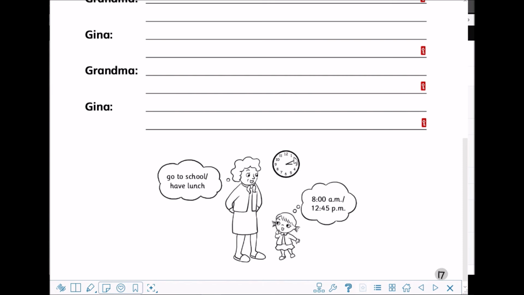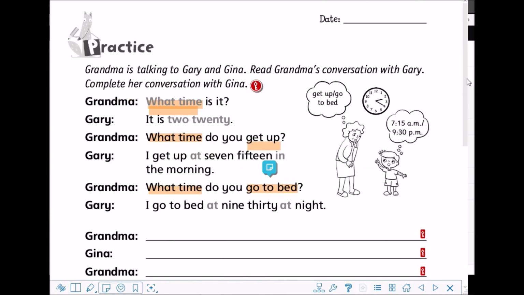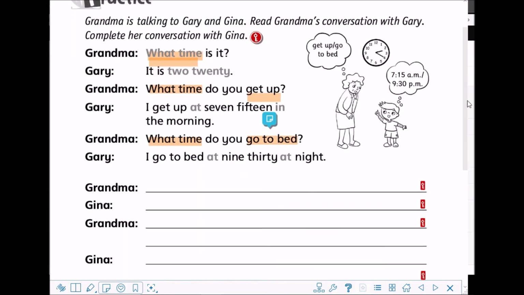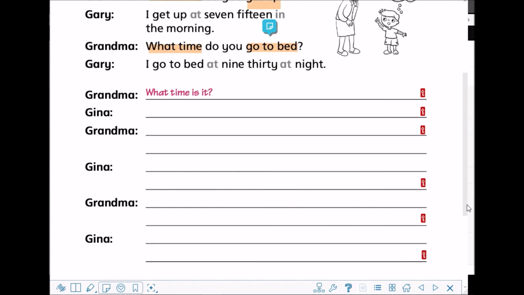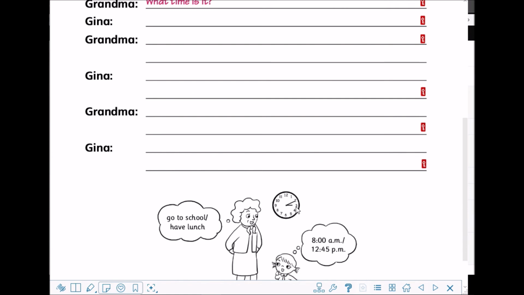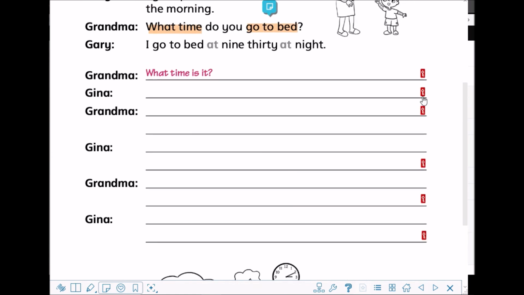Now let's take a look at the first question. The first one is, what time is it? So you just copy. Again, Grandma is asking the same thing to Gina. So the first one is, what time is it? And Gina says, well, look at the time, 3:10, right? So how do you say? It is 3:10, full stop.